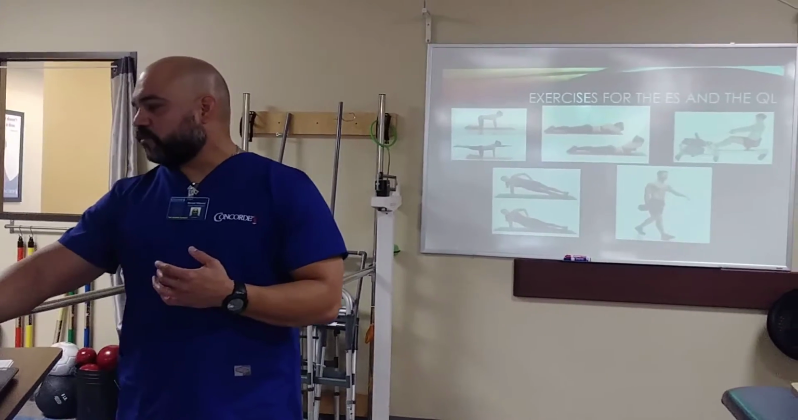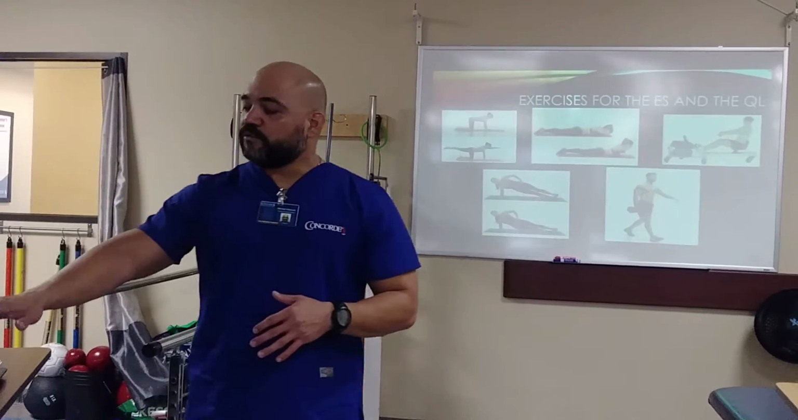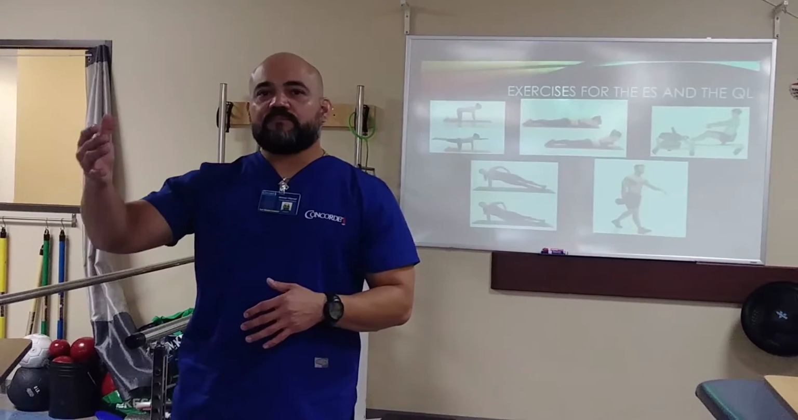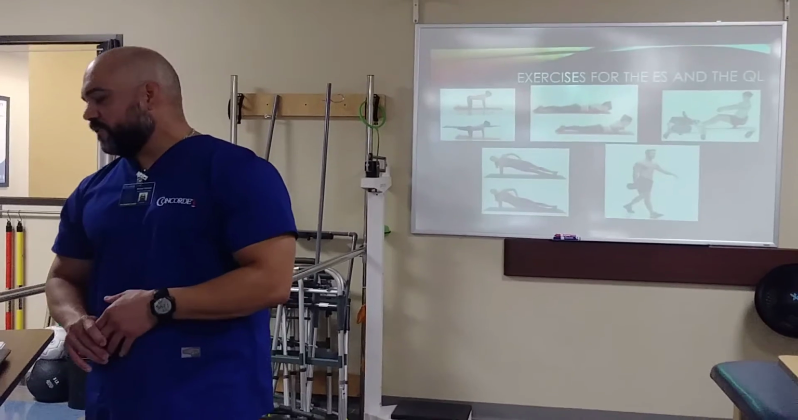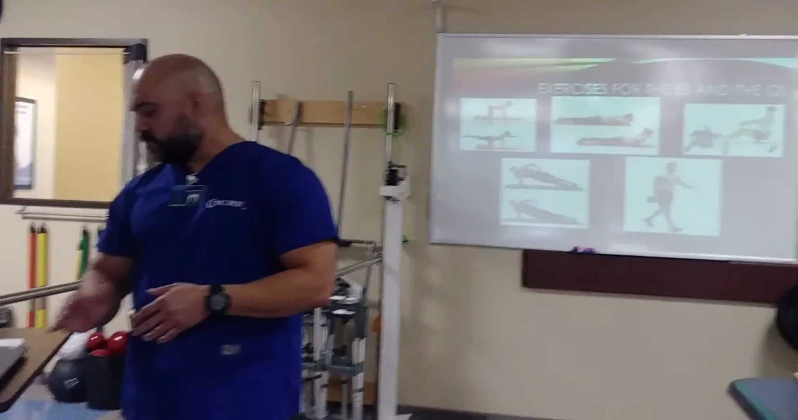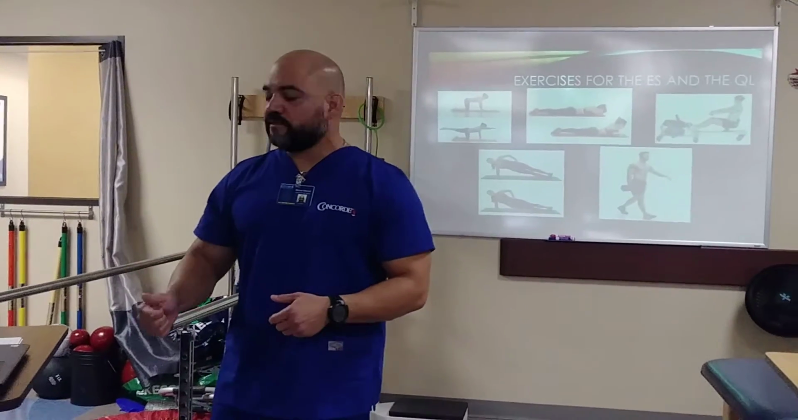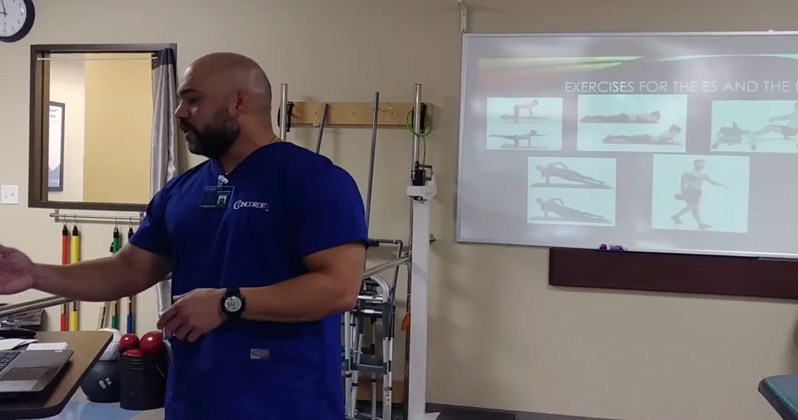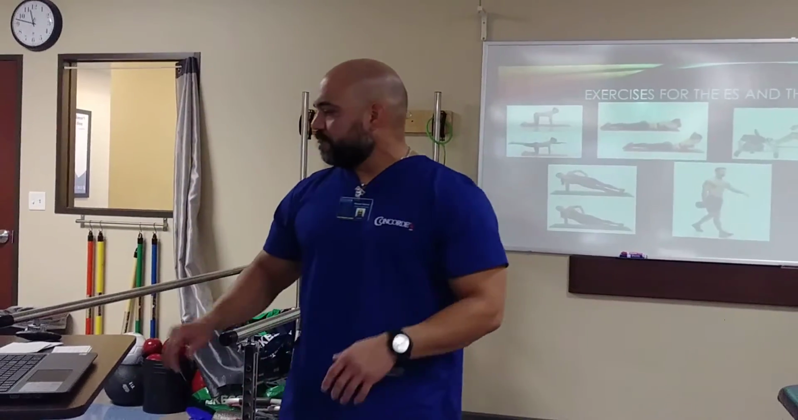And then down below for the quadratus lumborum, you got the side plank. That's going to be an isometric hold when you're at the top position, or if you want to modify, you can dip the hip down, bring it back up for flexion and extension of the quadratus lumborum. And the last but not least is the asymmetric dumbbell carry that you see him carrying the dumbbell on one side there, because just like picking up a suitcase or a bag of groceries, like Kevin said, that's going to be working the quadratus lumborum on that side.